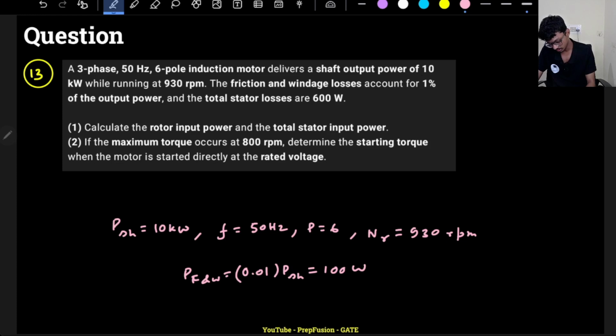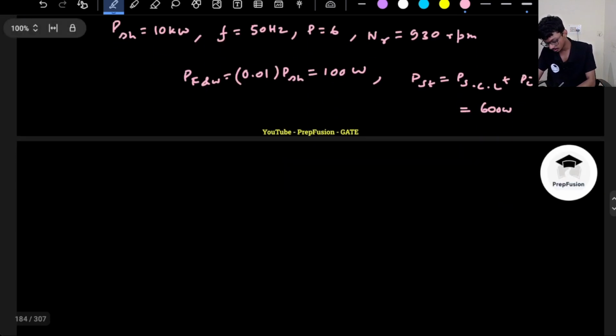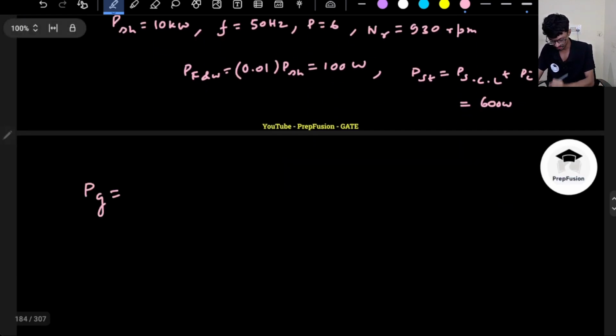And the total stator loss. Stator loss includes the stator copper loss plus the iron loss. This is equal to the 600 watts that is provided. So calculate the rotor input power and the total stator input power. What is the rotor input power? Rotor input power is basically the air gap power, that is what they are asking.